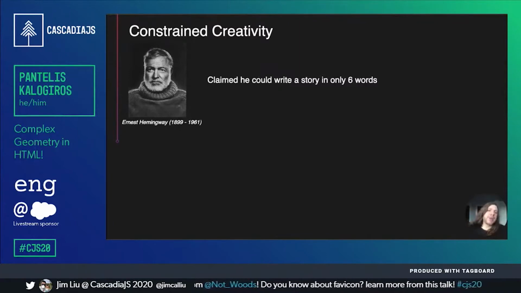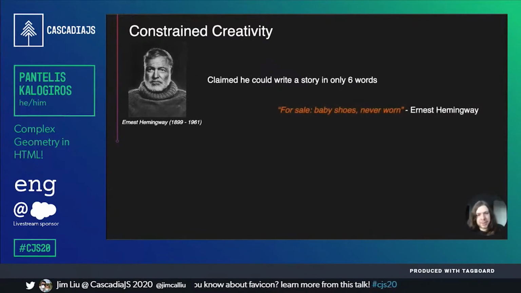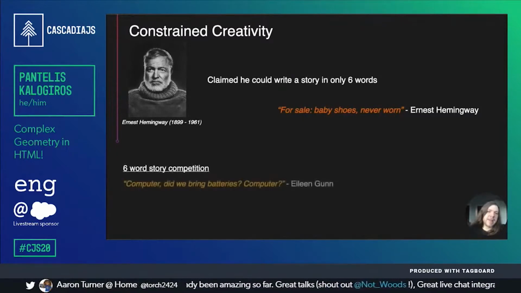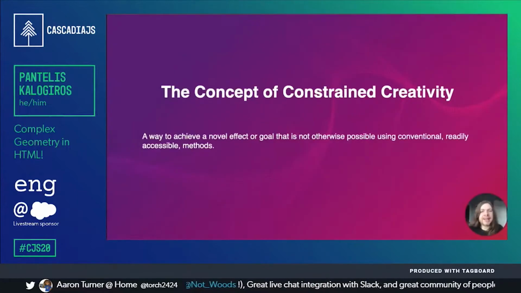He bet that he could create a meaningful story in just 6 words. Well, spoiler alert, he won the bet. And the idea took a life form of its own and spun off to multiple variations and competitions with established and amateur authors participating. My favorite one is Alien Guns. "Computer, did we bring batteries? Computer." This fun challenge approach is hailed as a quick way to break through writer's block and generate ideas quickly. So this is the concept of constraint creativity, and I found this fascinating, and my worldview changed a bit.